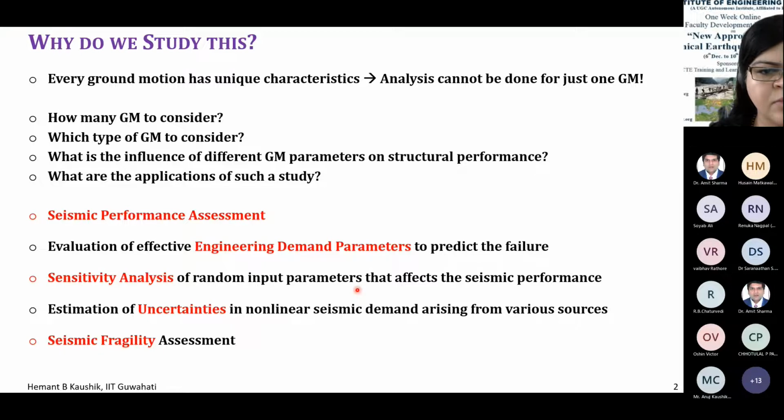Fourth is the estimation of uncertainties. There are so many uncertainties whenever we carry out nonlinear or even linear analysis. So if you want to estimate the real uncertainties in the seismic demand arising from various sources, then we have to carry out this analysis considering the ground motions. And finally, of course, the seismic fragility. If you want to find it out, we have to do this detailed analysis. So what we will do is study each one of them in brief.